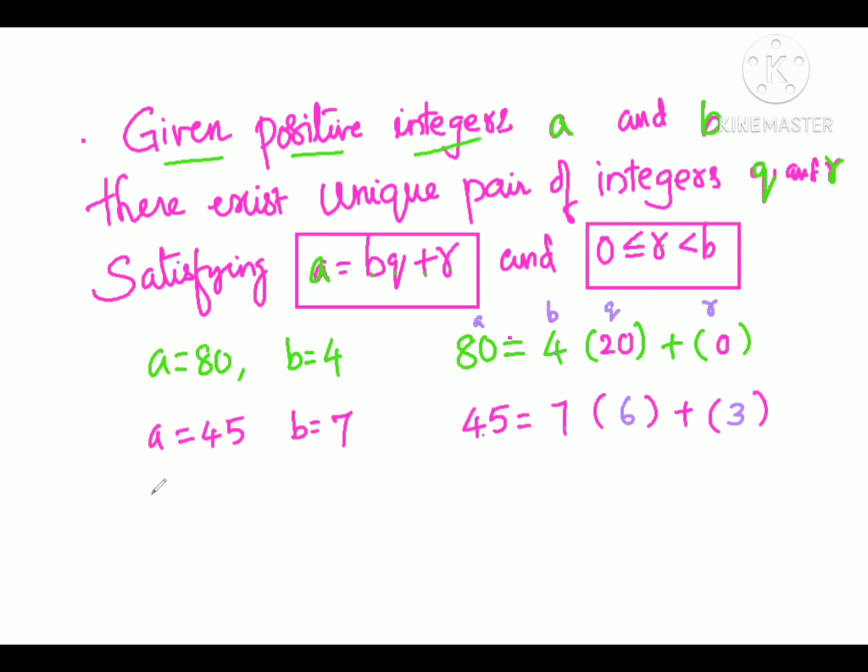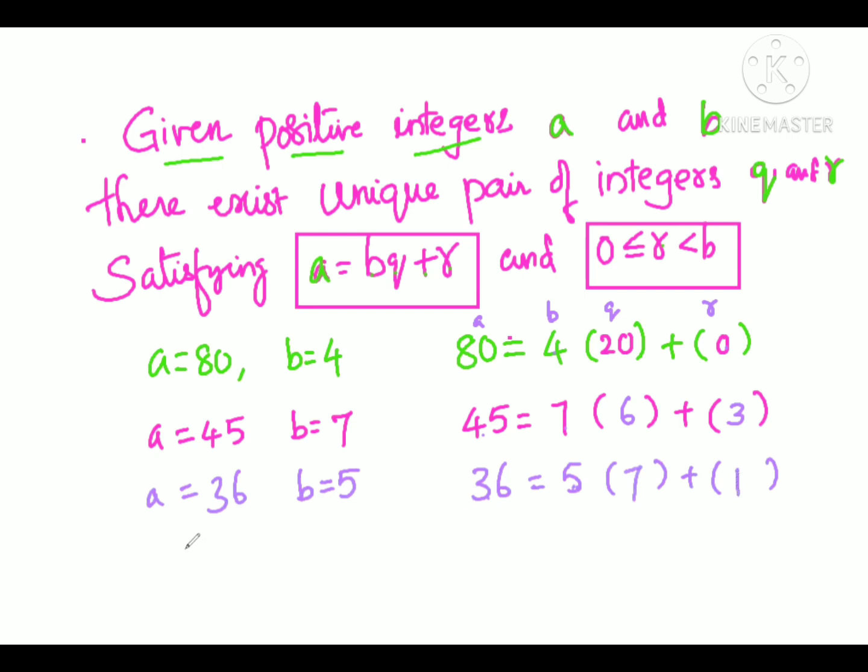If we take one more number, if A is equal to 36 and B is equal to 5, so 36 can be written as 5 into something plus something. Means here you divide 36 by 5. 5 sevens are 35 and the remainder is 1.